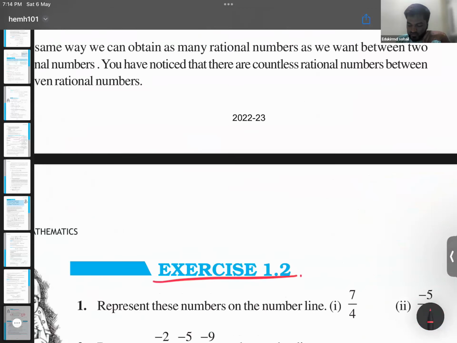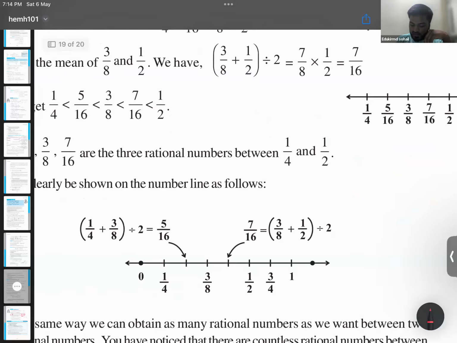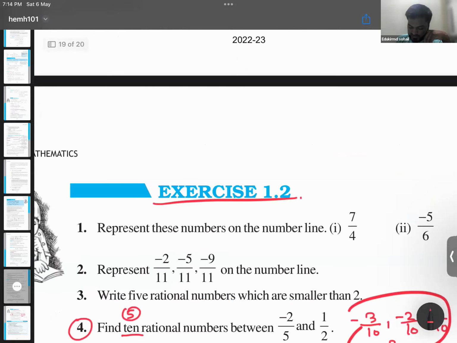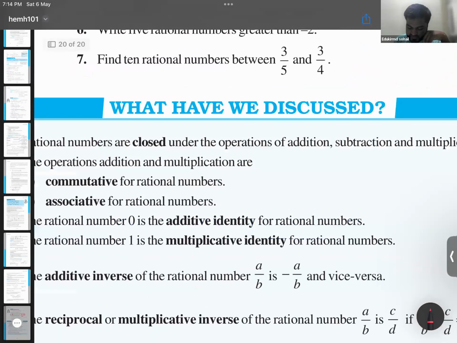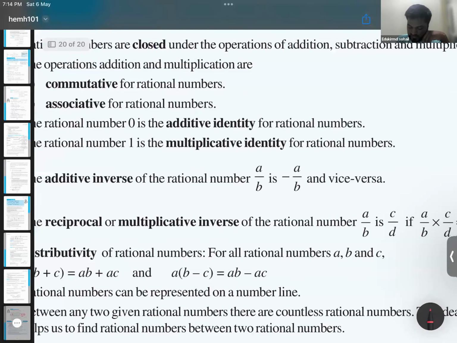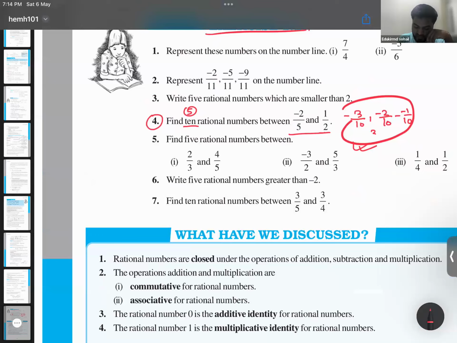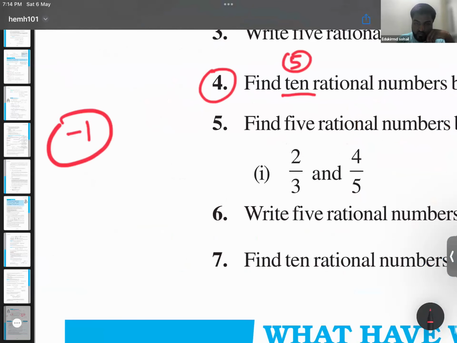So the chapter is very short. You have got only 2 exercises. And there are a few things here like the additive inverse and reciprocal. Let's discuss that as well. Let's say if I have a value minus 1, what is the reciprocal of minus 1? Minus 1 is also a rational number, right? It can be written like this, minus 1 upon 1. So what is the reciprocal of minus 1?